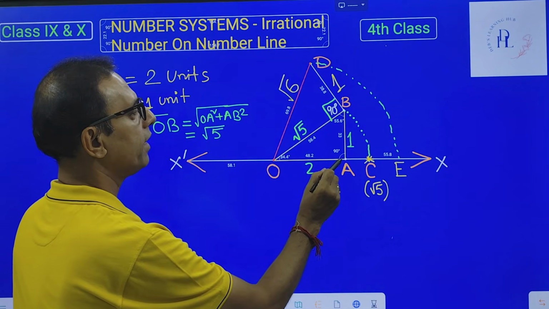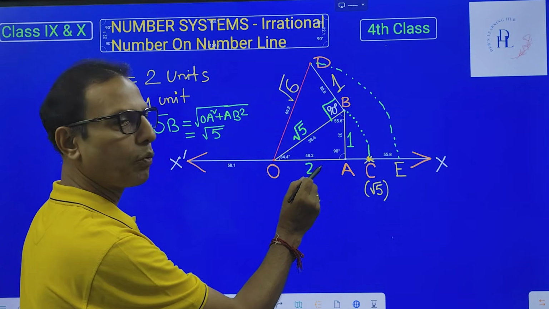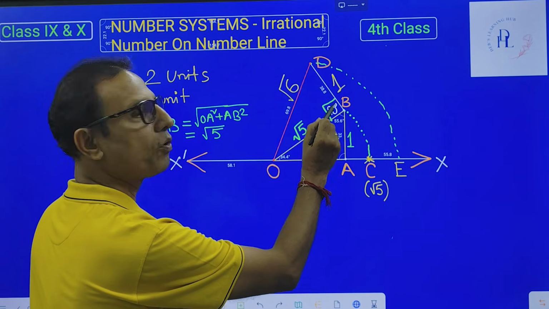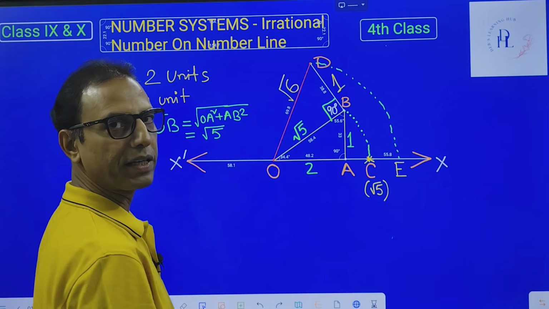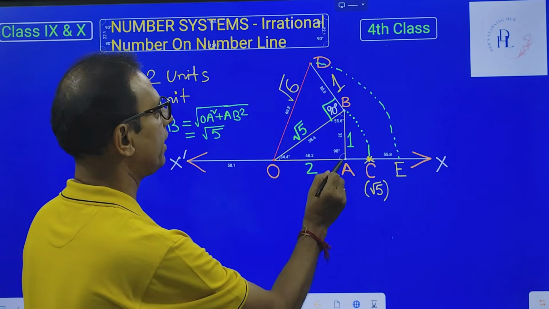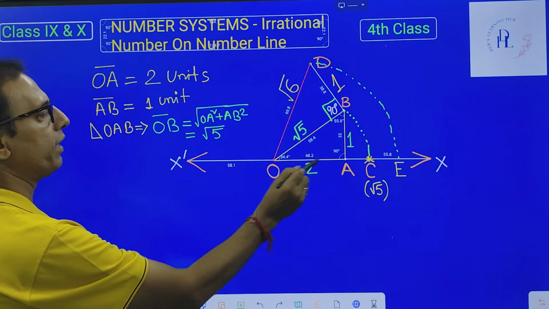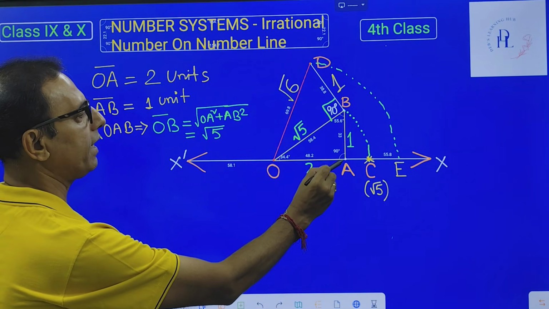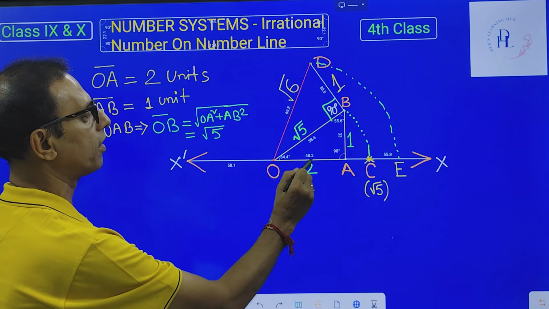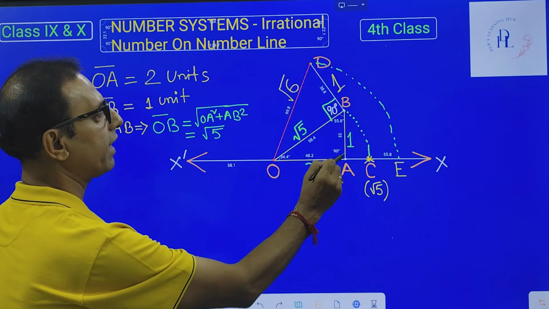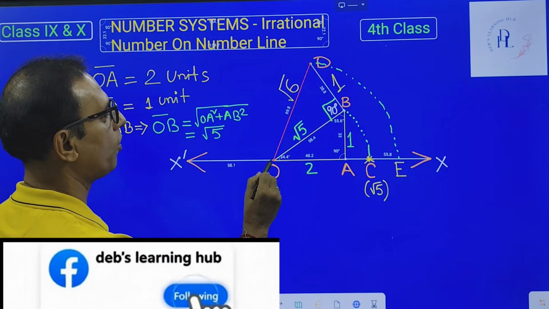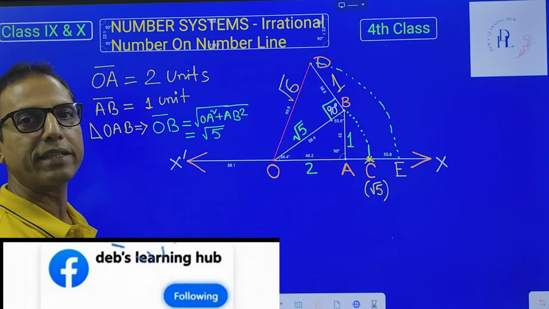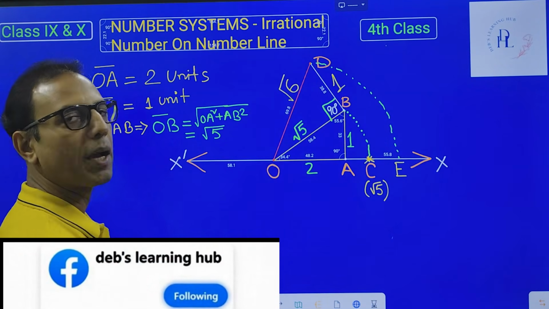From A you draw a perpendicular on OA and go up one unit upward. So 1 unit vertically, 90 degrees. So AB is 1 unit, OA is 2 units, and you have drawn a perpendicular to OA at A, right? The length of AB is 1 unit. That means triangle OAB is a right triangle and OB is the hypotenuse.